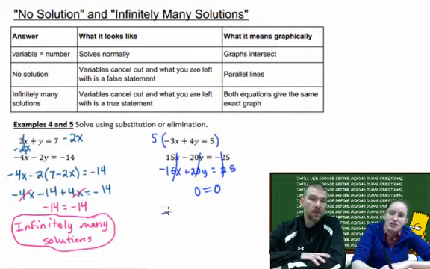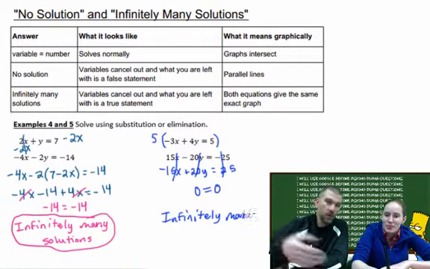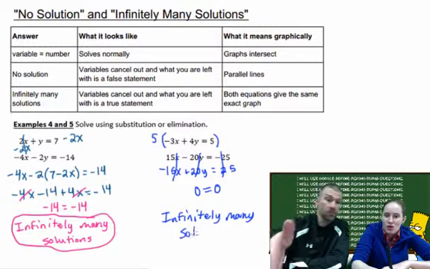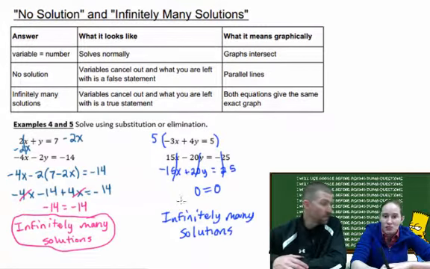Oh, this one's infinitely many solutions too. Oh, look at that, infinitely many. What did I do? I thought one of these was going to be no solution. I thought one was going to be, but you did everything correctly. So that one also, 0 equals 0, is infinitely many solutions. If you get that, don't sweat it.